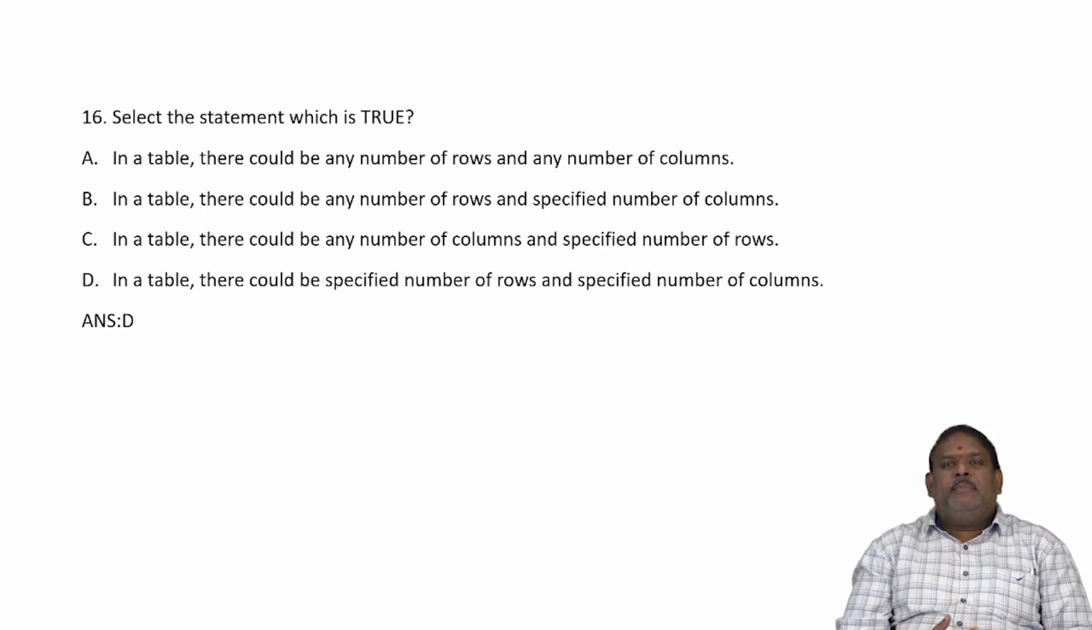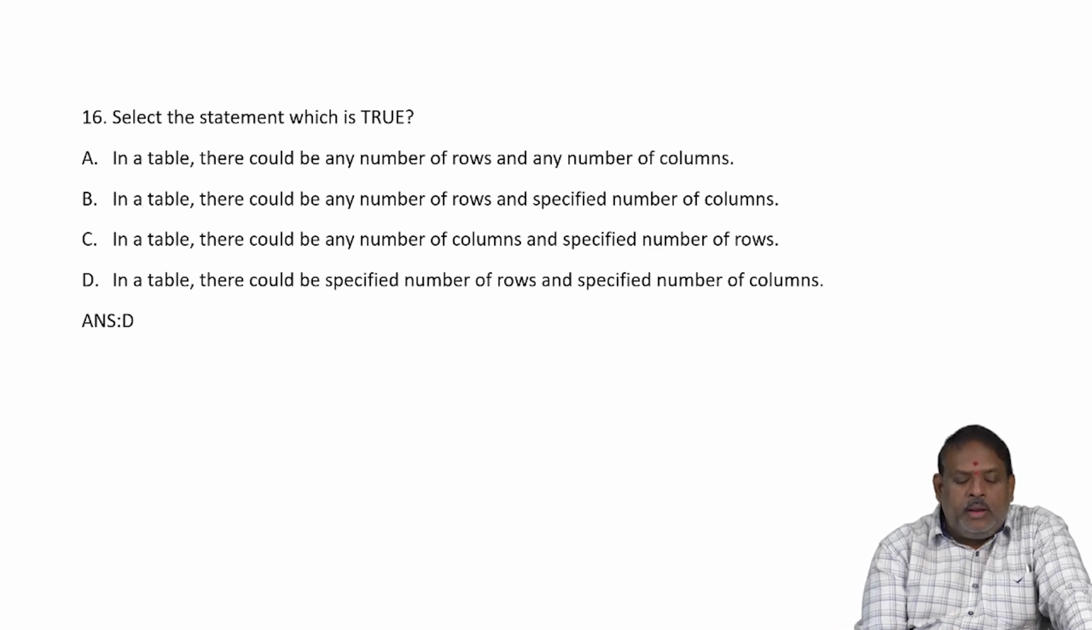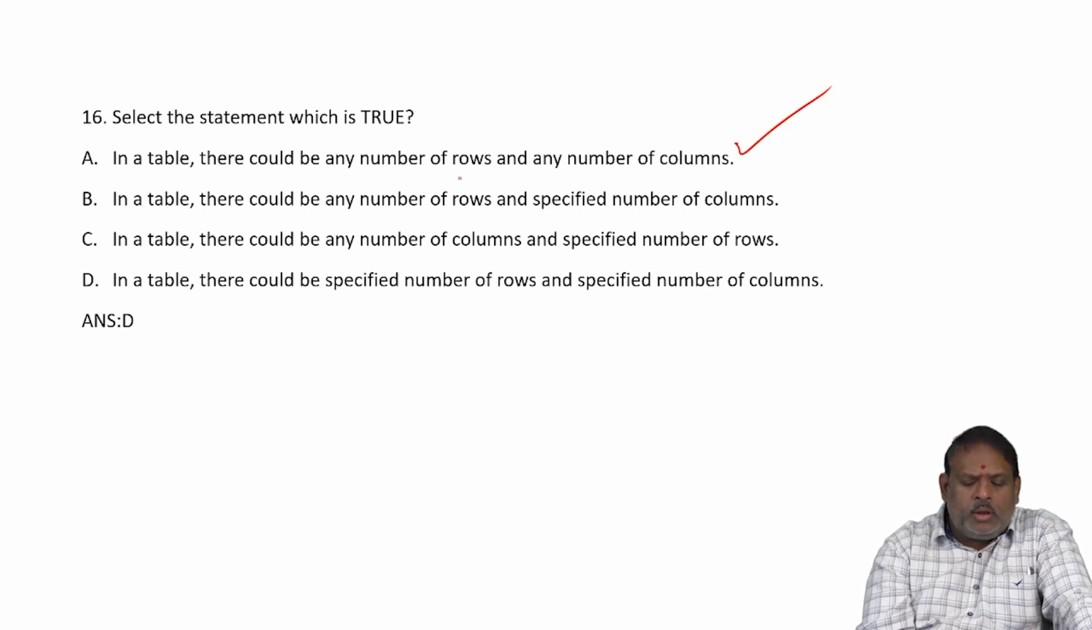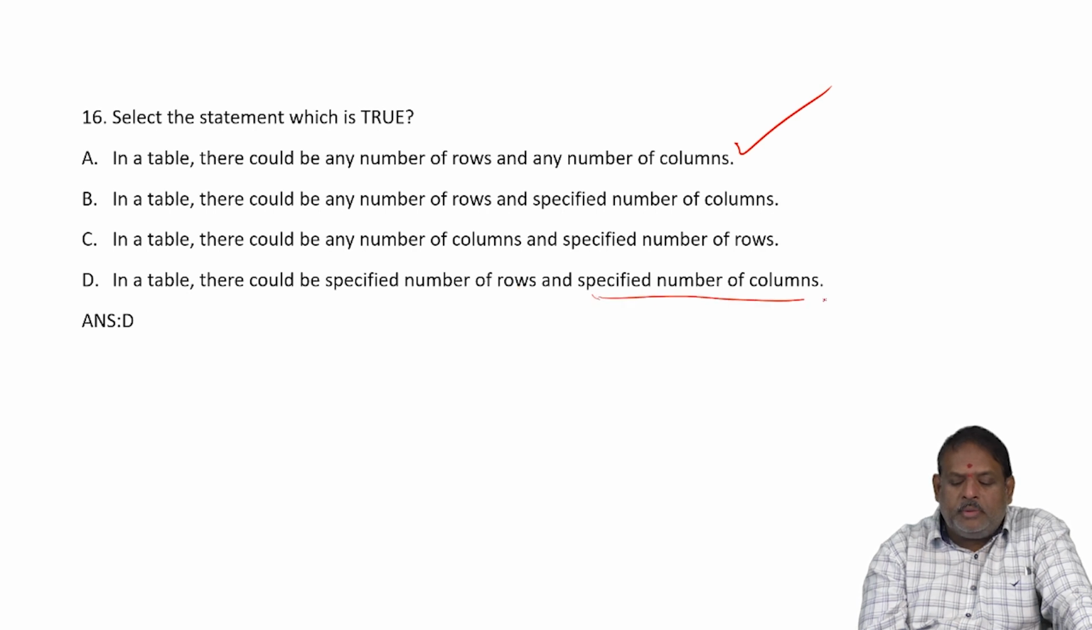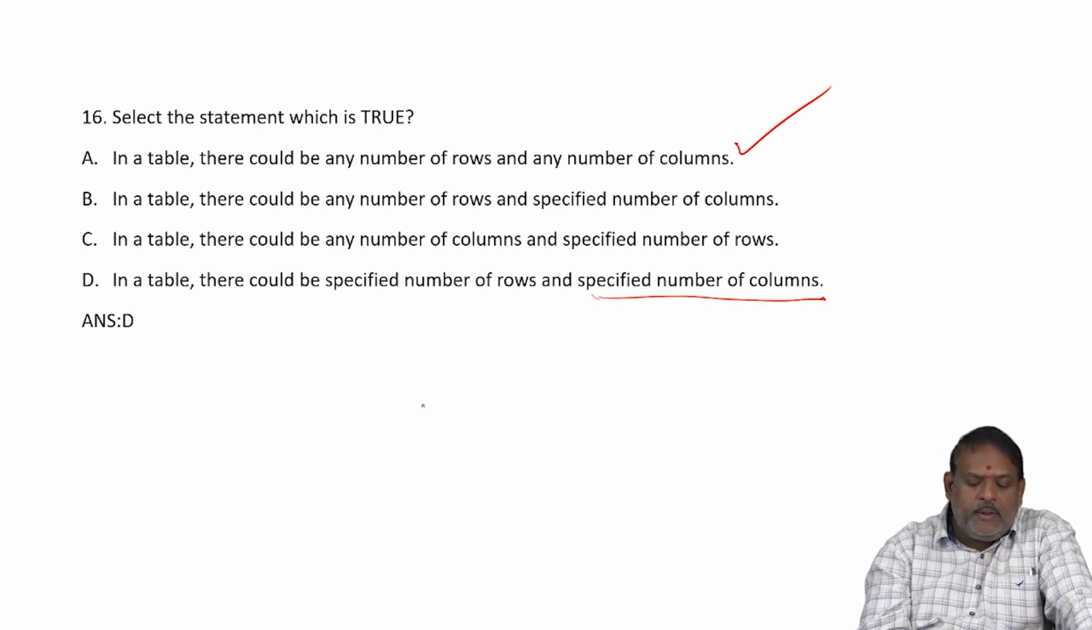Select the statement which is true. In a table, there could be any number of rows and any number of columns. Okay, correct. In a table, there are any number of rows and a specified number of columns. In a table, there could be any number of columns and a specified number of rows. In a table, there could be a specified number of rows and a specified number of columns. So the answer is only A.